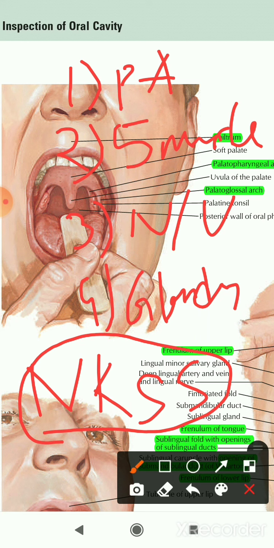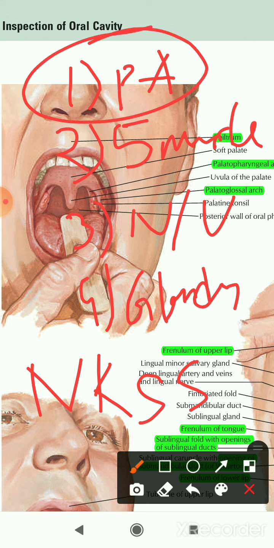Now at first come to the palatine aponeurosis. What is it? Palatine aponeurosis is actually a fibrous structure where all the palatal muscles are attached, and actually this palatine aponeurosis is the expanded tendon of the tensor veli palatini muscle.